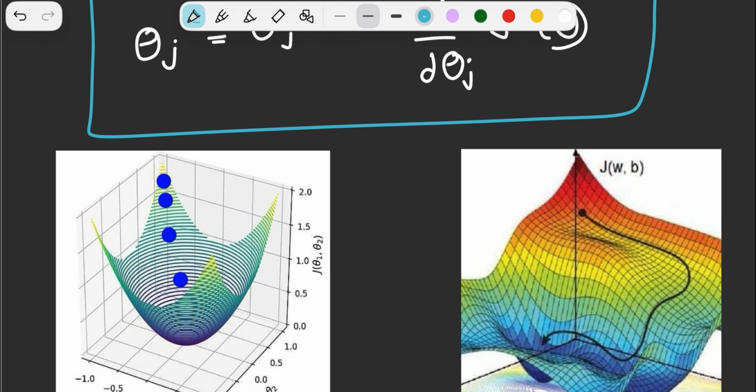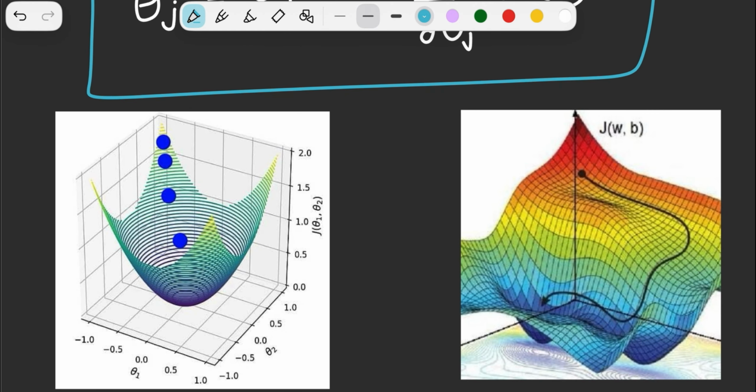Let's assume you have 2 theta values, theta 1 and theta 2. You create a bowl-like plane, this structure over here. If you have theta 4, theta 5, and more, it gets more complicated and we can't imagine the shape that we create. But it's important to realize that the same principles still apply.